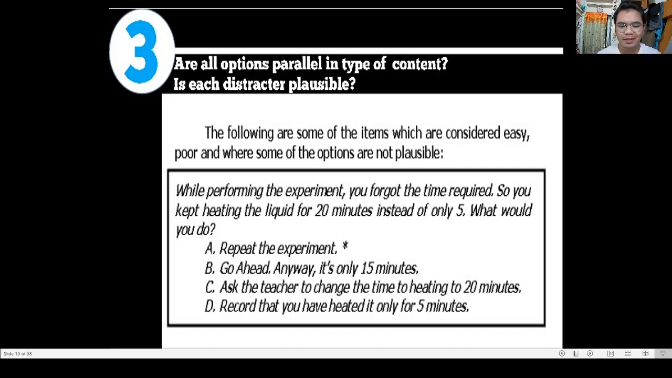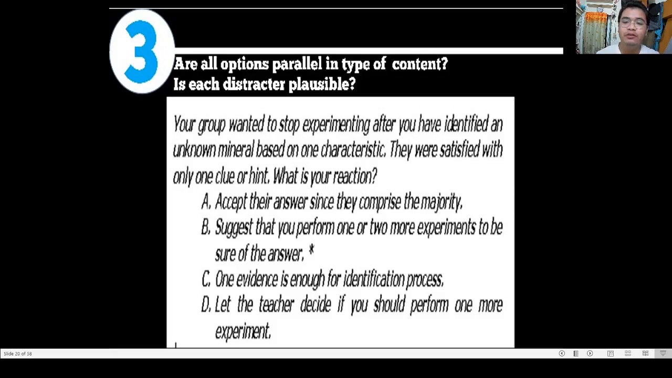So, ang tamang sagot ay A, di ba? So, B, C, and D are not plausible distractors because they can in no way be chosen by your students. So, we have to look at that, okay? We have to look at the content. That's one thing that teachers many times fail to do when they're constructing their test items in a multiple choice question. So, make sure that the options are plausible.